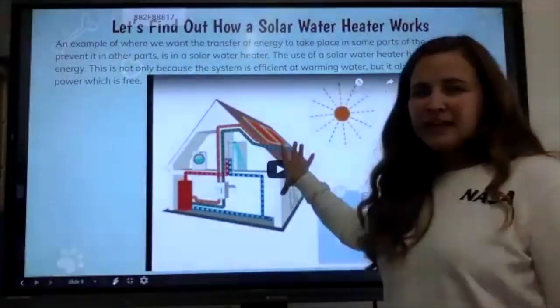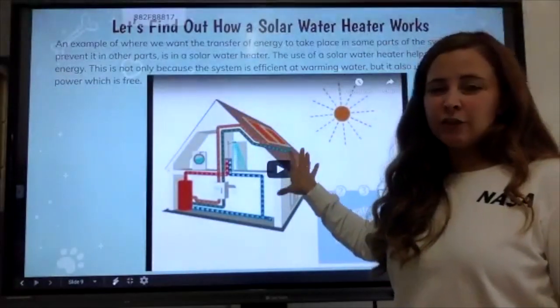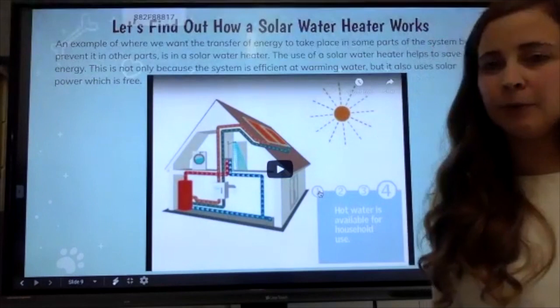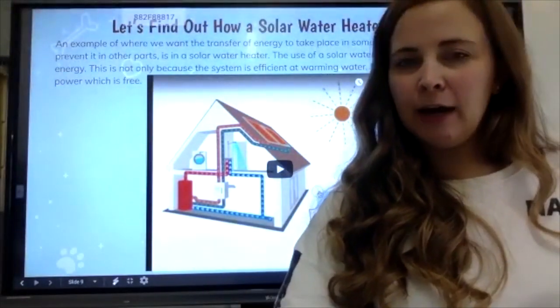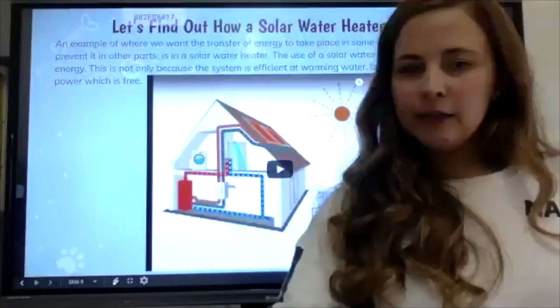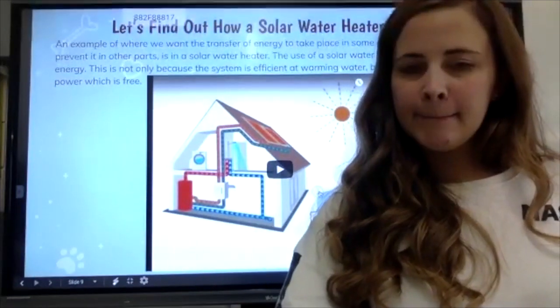So where are the places that we want heat transfer to happen here in this example? Where do we want heat transfer to happen? All right, Elliot, I see your hand. Go ahead. We want radiation to happen, like from the sun radiating down to the solar panels.